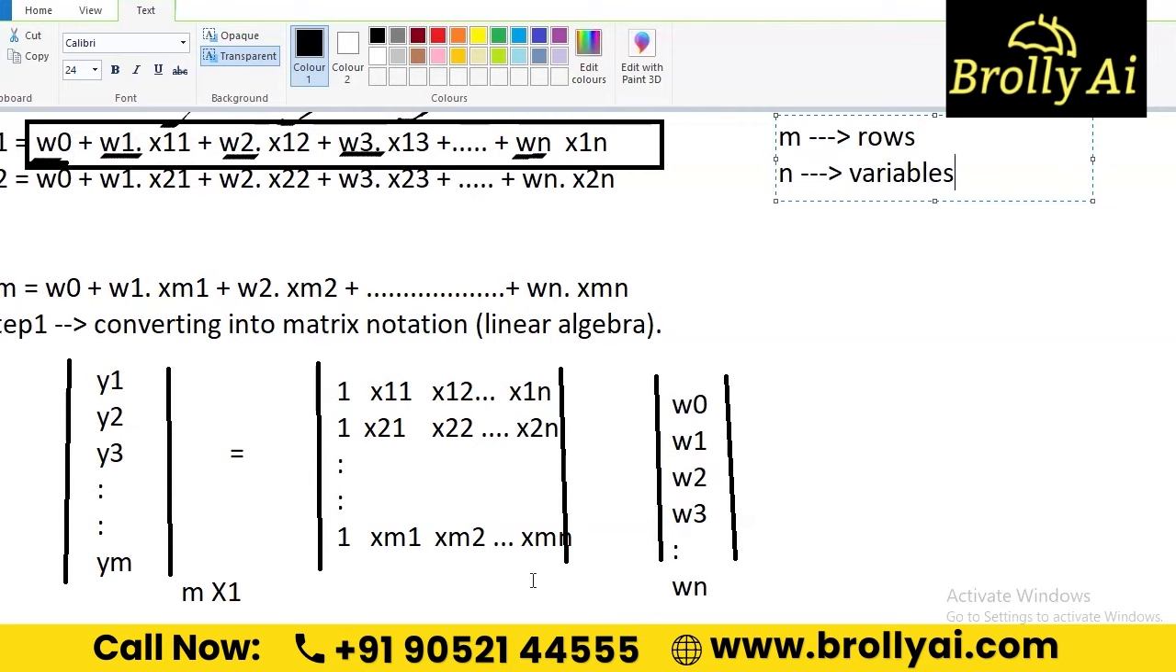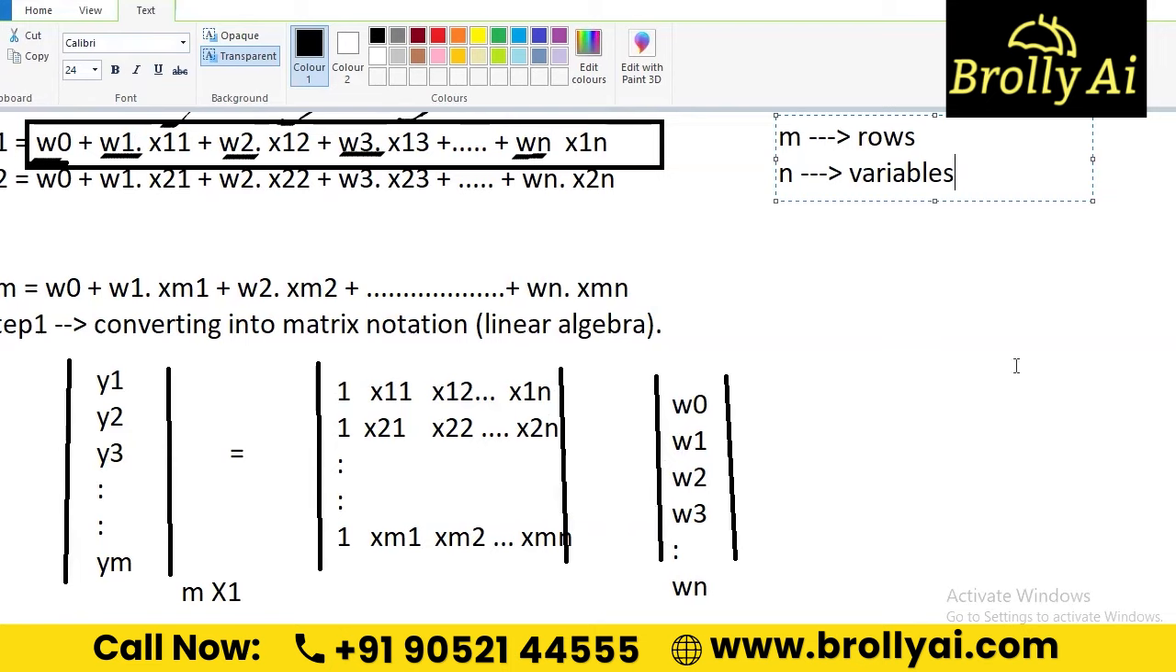Based on this, on the right side, there are two matrices with multiplication. What is the style of matrix multiplication? First row with first column of the second. Like this: 1 into W0 plus X11 into W1 plus X12 into W2 plus, like this. Finally, if you multiply these two matrices, you will get the above equation only.